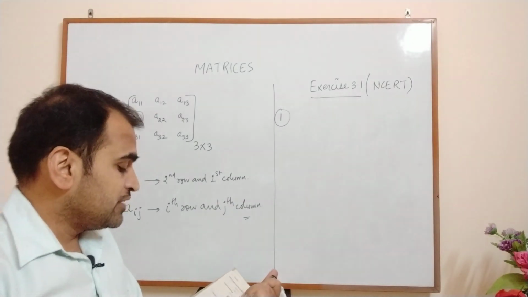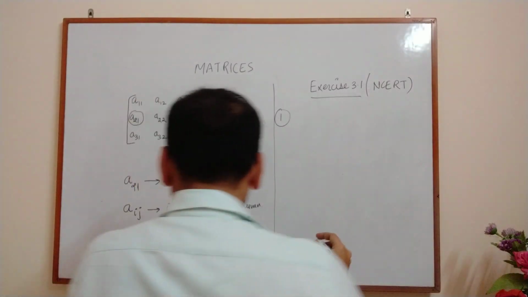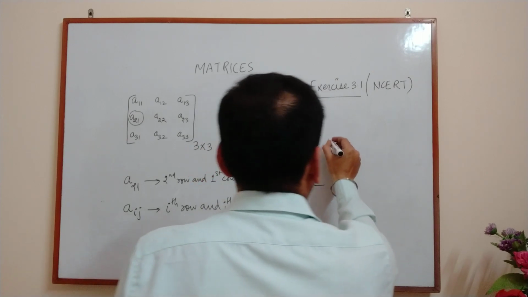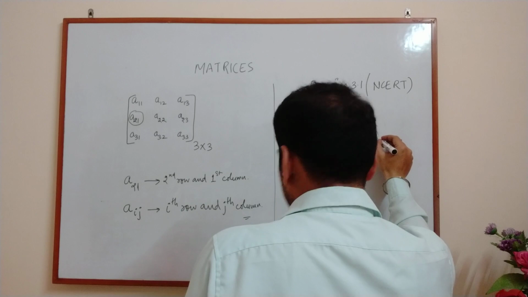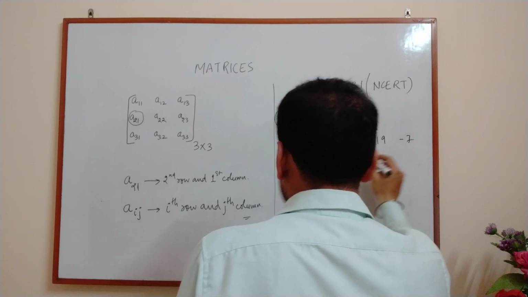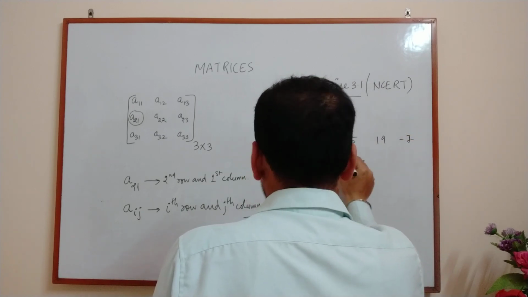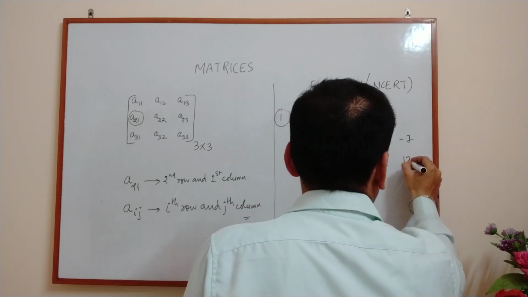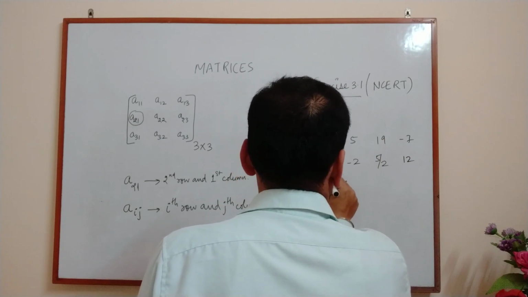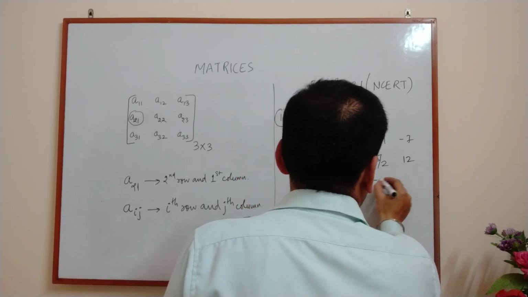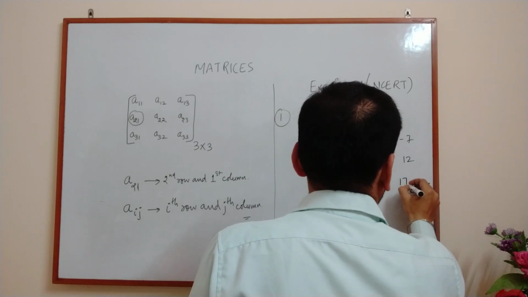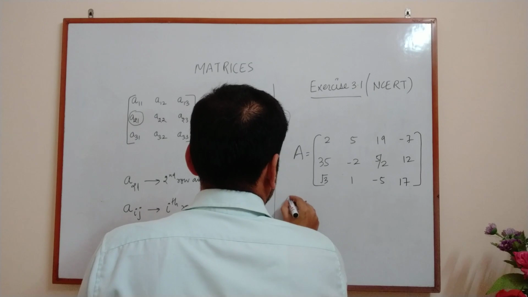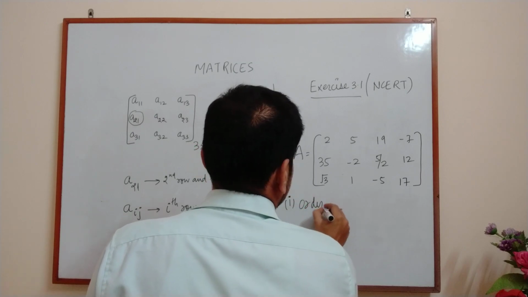So in the first question we have a matrix. A matrix is given to you. This matrix is A is equal to 2, 5, then 19 and minus 7. The second row of the matrix is 35, minus 2, then 5 by 2, and then 12. And the third row is root 3, 1, minus 5, and 17. This matrix is given, and we have to find first the order of this matrix.